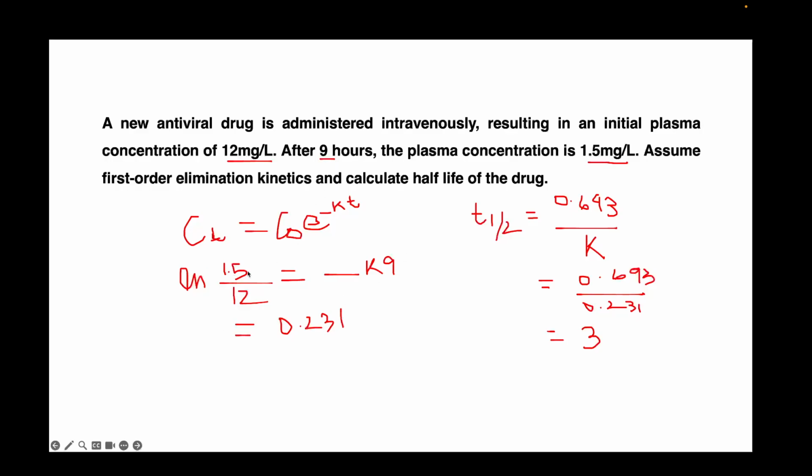So using this equation, it will be ln(1.5/12) equals minus K times 9, which will give K a value of 0.231. Now to calculate the half-life of the drug, we have to use the equation 0.693 upon K, which is 0.693 upon the K that we got from here, 0.231. So it will give a half-life of 3. So this drug has a half-life of 3 hours.